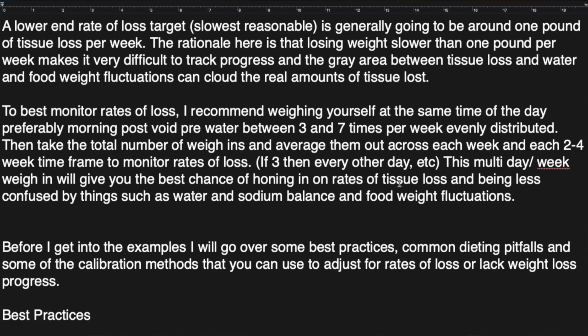Let's talk about the lower end of rates of loss. The slowest reasonable rates of loss are generally going to be around 1 pound of tissue loss per week. The rationale here is that losing weight slower than 1 pound a week makes it very difficult to track progress, and the gray area between actual tissue loss and water and food weight fluctuations can cloud the real amounts of tissue lost. We say tissue lost because it's impossible to guarantee that no muscle will be lost.